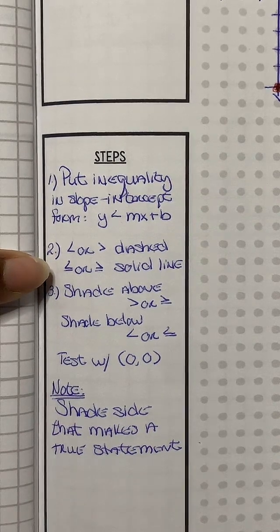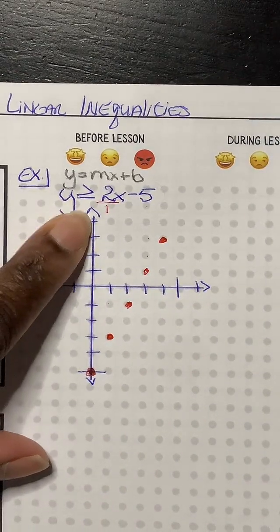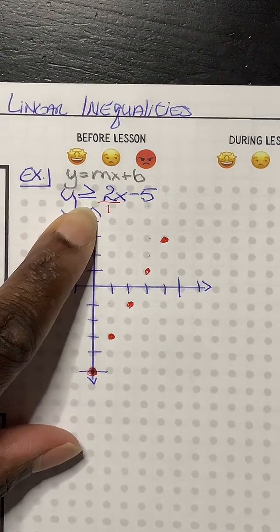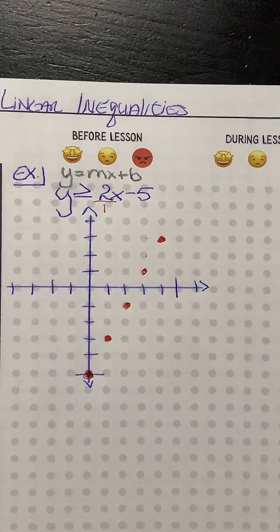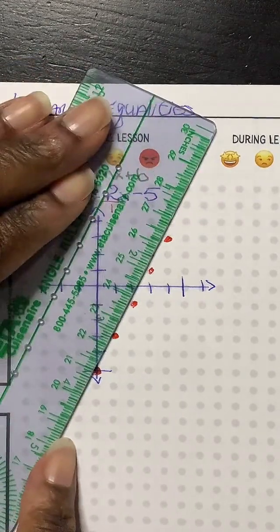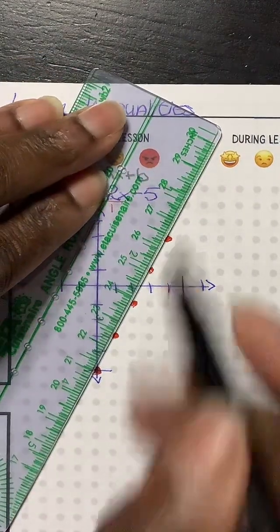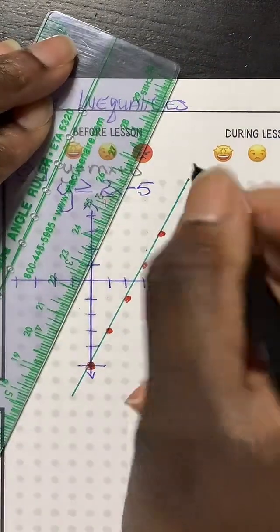Now, in our case, let me take a flashback. We have y is greater than or equal to. Since it's greater than or equal to, that means I'm drawing a solid line. So from here to here, it's going to be a nice, long, solid line.